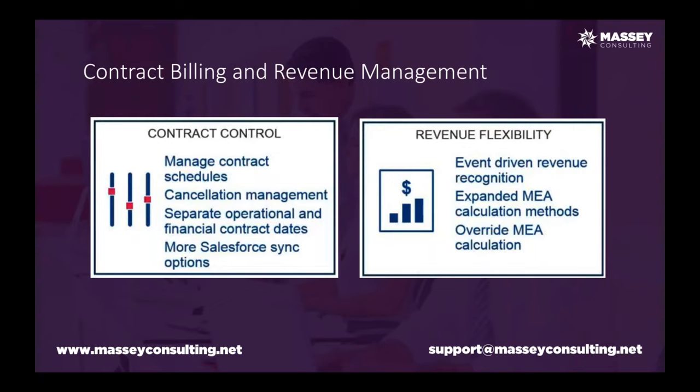We've got the ability to have a GL posting date for your contract line items, which lets you separate your operational and financial contract dates. And I'll have an example of that for you later. And then you've got a lot more Salesforce synchronization options. So they are, again, constantly enhancing all the areas of the Sage Intacct solution with each release. So as part of the contracts piece, we're also giving you more synchronization options for Salesforce. So definitely something to keep an eye out there with this new release.